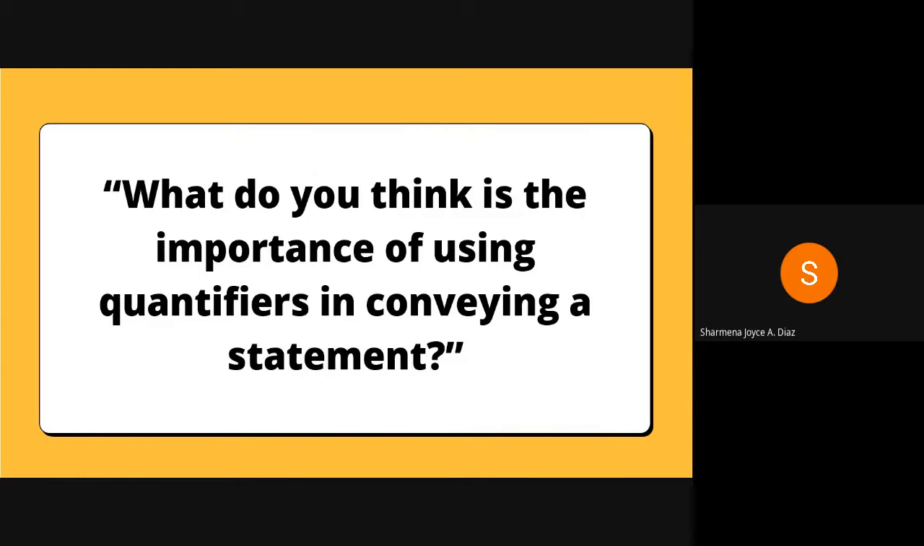Yes, ma'am. So that's a good question. For me, the importance of learning these quantifiers is to be clear about the ideas that we wanted to convey, and these quantifiers also help us to indicate the proper mood or the feeling, because without the knowledge of how to use them properly, it might get us in an awful situation.